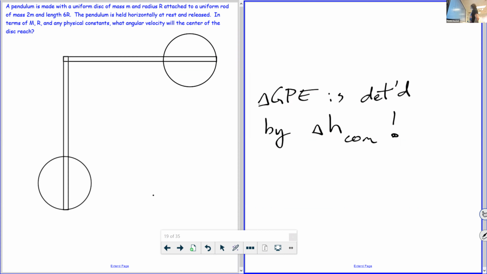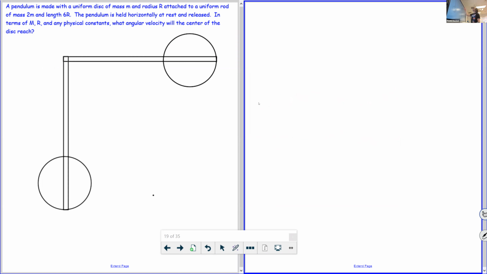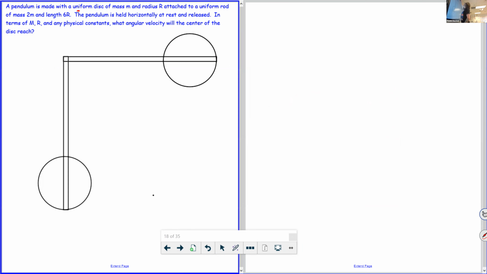All right. So, that's that. All right. So, I guess let's kind of run through this here and see what we can do. So we've got a pendulum. It's made of a uniform disk. So the uniform disk of mass m and radius r is attached to a uniform rod of mass 2m and length 6r.